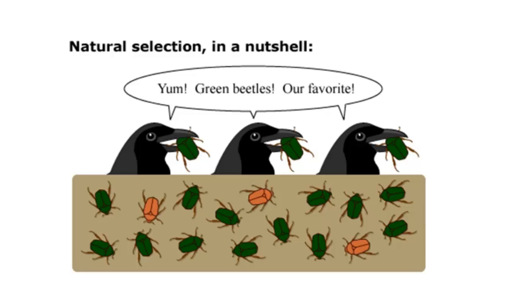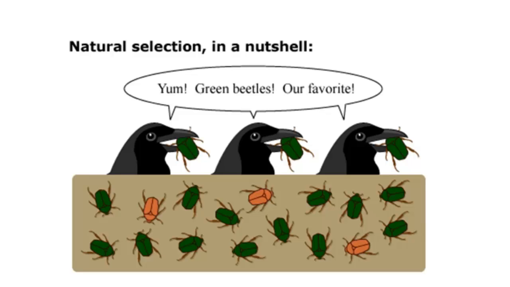Here we have some different beetles. Suppose that the green ones are really tasty, the brown ones not so much. Okay, the birds are going to go in there. They're going to pick out the green beetles. What is this going to do? It's going to eliminate a lot of the green beetles, and this means that the brown ones are going to become more plentiful. Why? Because the brown ones have a better chance of survival, which is going to lead to them having a better chance of reproduction. So they're likely to have more offspring.